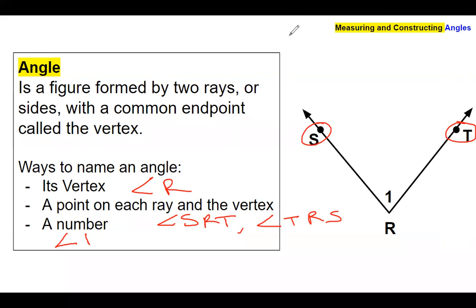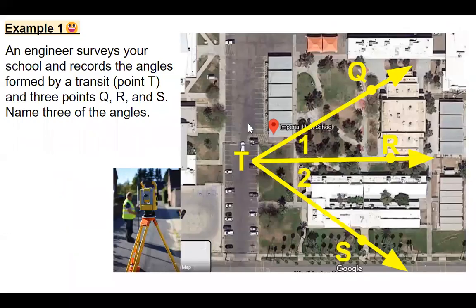Ready for our first example. Here we go. You don't have to copy this one down. All I need is for you guys to answer it. So let's read it together. It says an engineer surveys your school and records the angles formed by the transit, which is our point T, and 3 points, Q, R, and S. Name 3 angles.